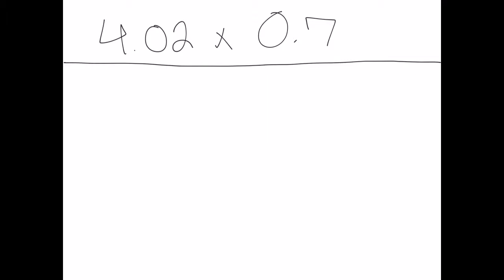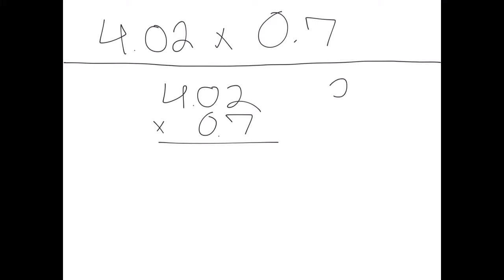To multiply 4.02 and 0.7, you must first line up your multiplication problem. After, you just see how many place values are behind the decimal and add them up. 4.02 has 2 place values, and 0.7 has 1 place value, so we'd get 3. So that's how many place values we'd move over when we put the decimal. Now we just multiply as normal.